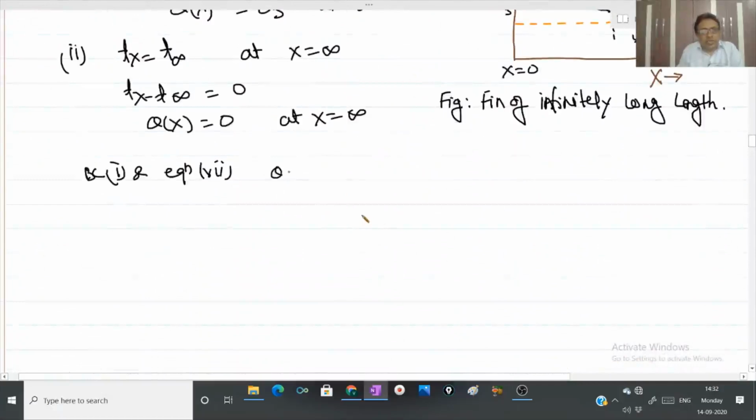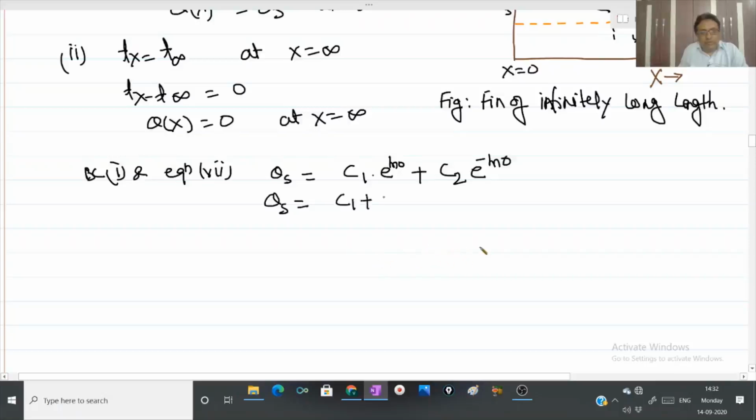So theta s will be equal to c1 into e to power m into 0 plus c2 into e to power minus m into 0, or this will become c1 plus c2, because e to power 0 or e to power minus m0 will be equal to 1. Let's say this is equation number A.